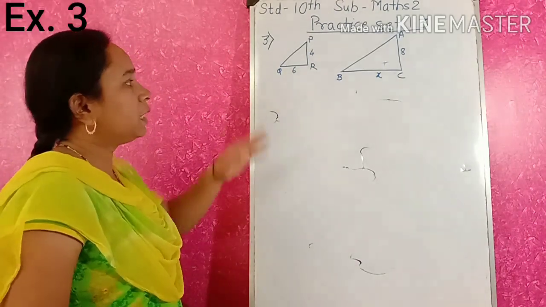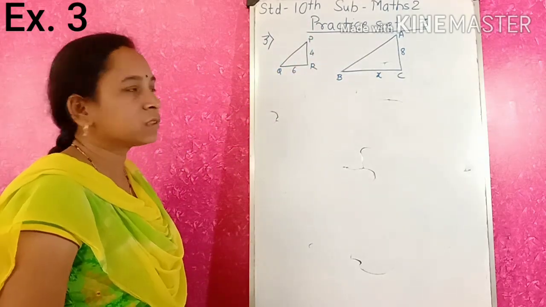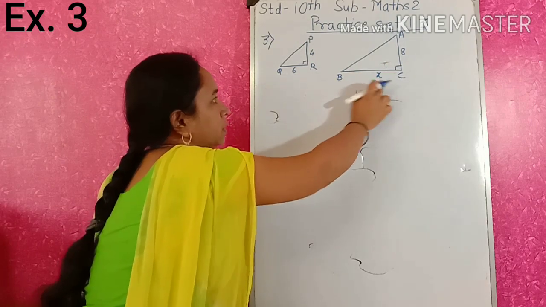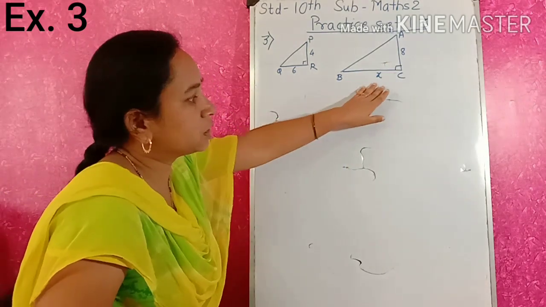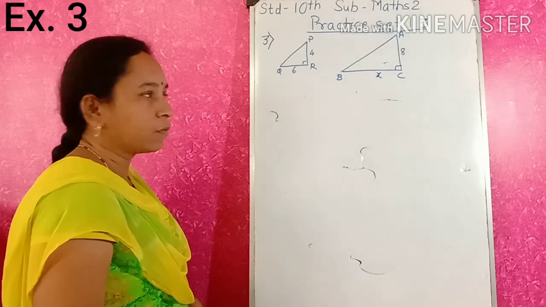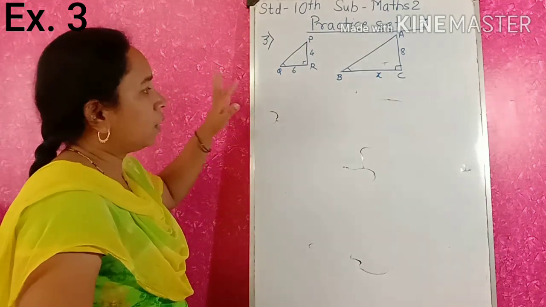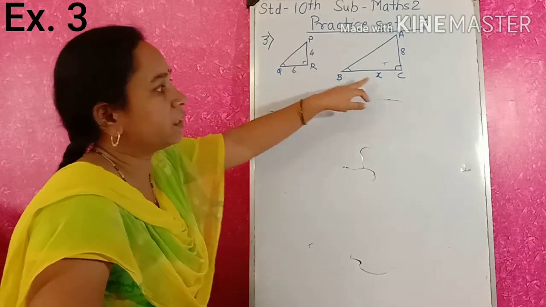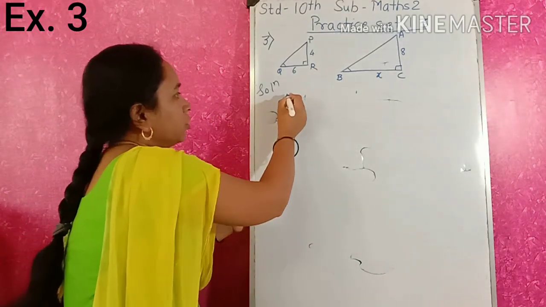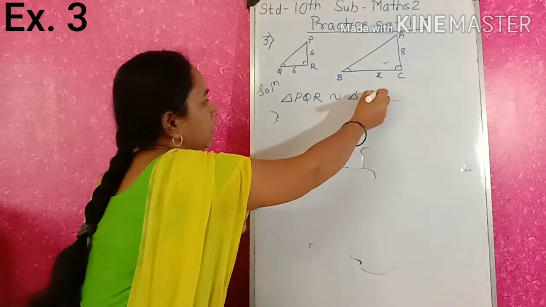Third example, triangles PQR and ABC. In this, PR and AC are the two poles which are perpendicular. QR and BC are the lengths of the shadows. At the same time, the shadow makes an equal angle. That means angle Q and angle B would be the same. Now, if these two angles are the same and this is 90 degrees, then by AA test these two triangles would be similar. Solution: triangle PQR is similar with triangle ABC.